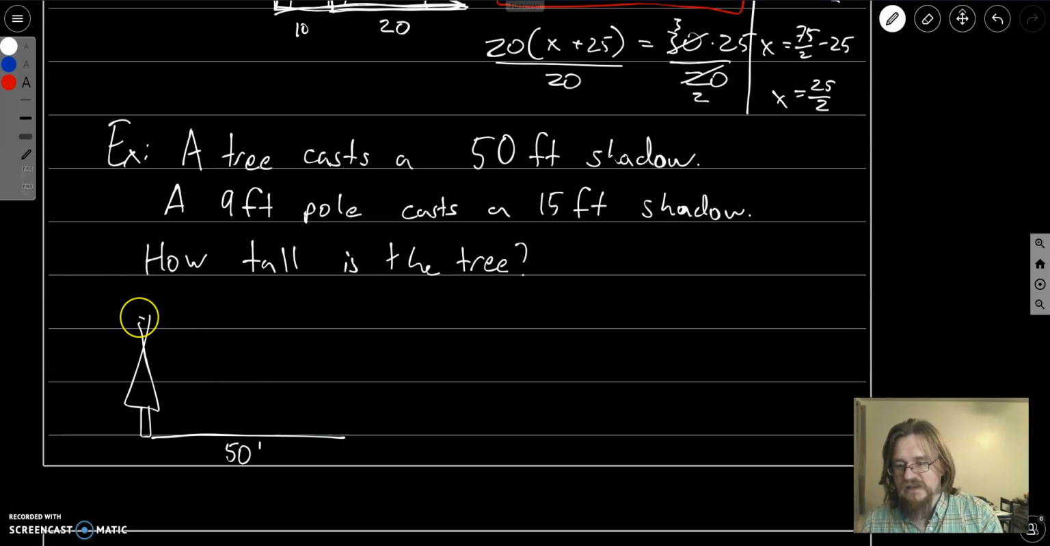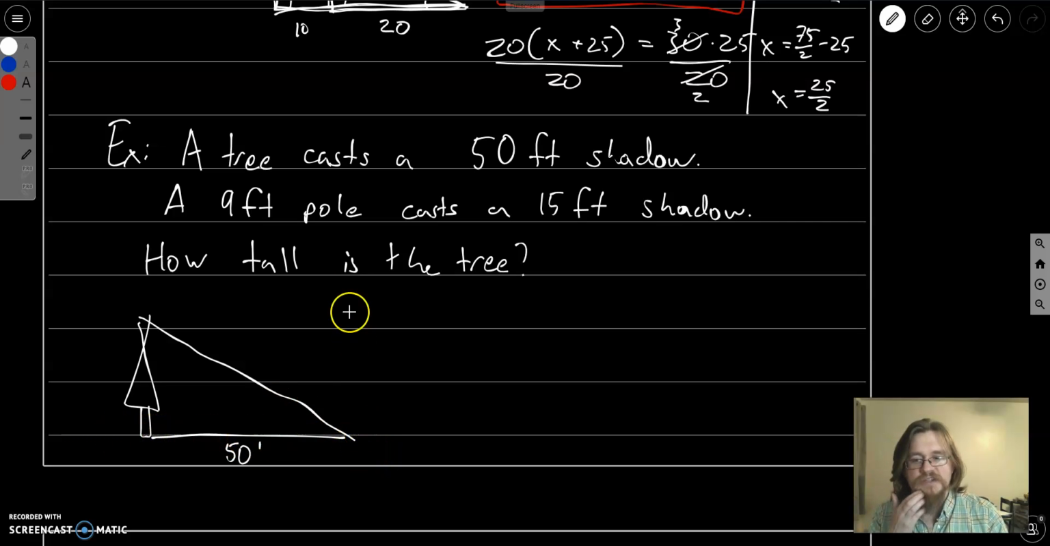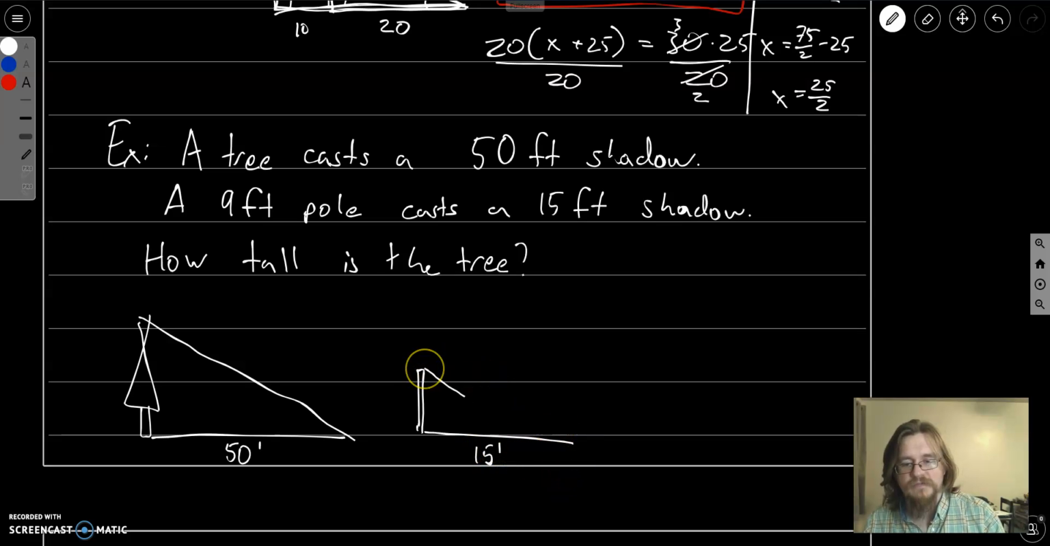So we've got the sun, and it's shining out there. This is how long the shadow is going to stretch. And then we have a 9-foot pole that is going to cast a shadow. Okay, so sorry, this is a 9-foot pole and it's casting a 15-foot shadow. And we want to use this information to find the height of the tree.